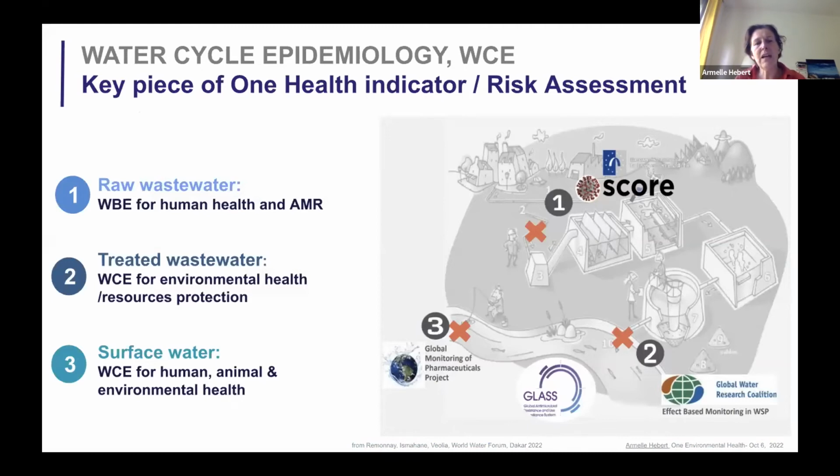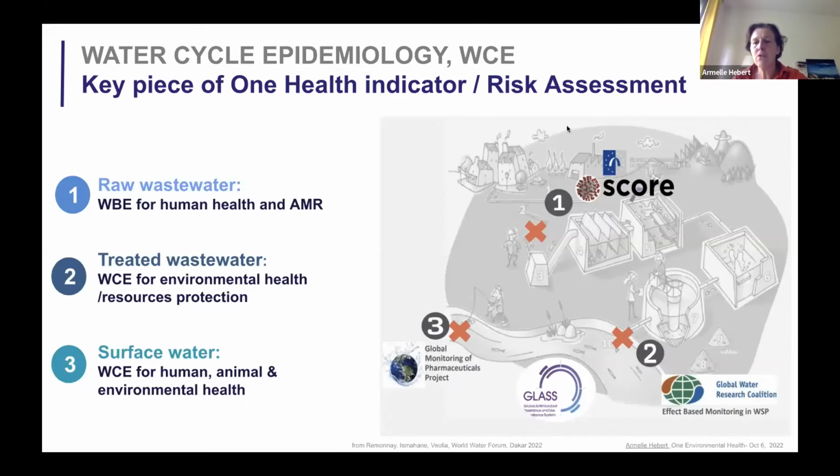And we can now use the raw wastewater to better assess human health and AMR, and the treated wastewater with regard to environmental health and resource protection, as well as for the surface water. We have some specific biomarkers for human, animal, and environmental health along the territories, the water cycle, including all the water treatment plant, drinking water, wastewater treatment, aquifer recharge, and alternative reuse schemes.